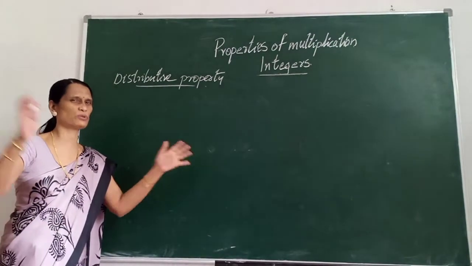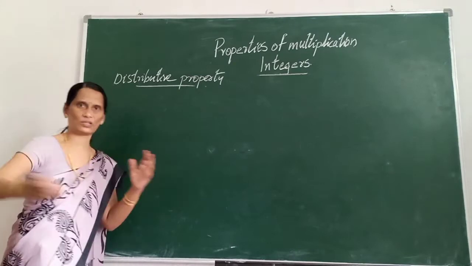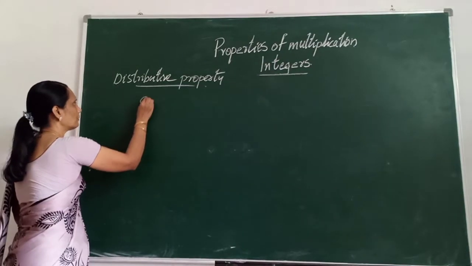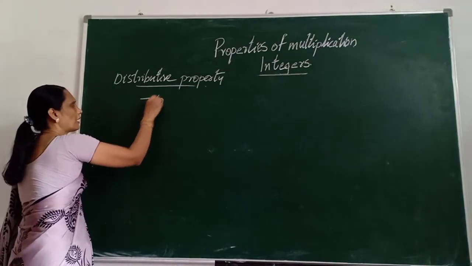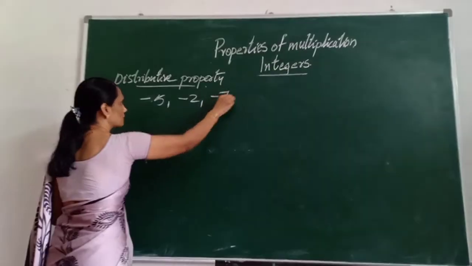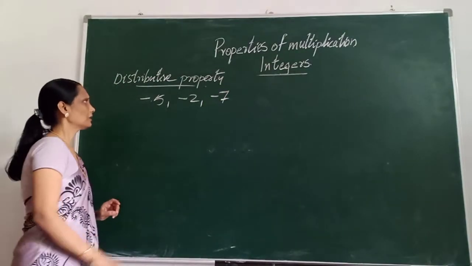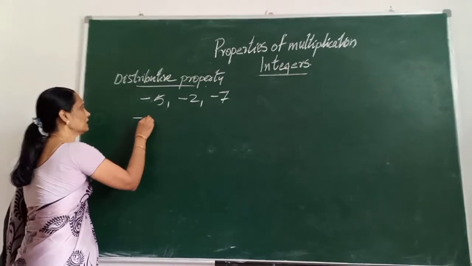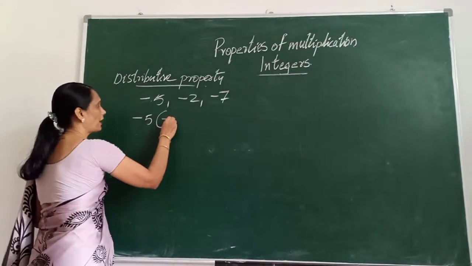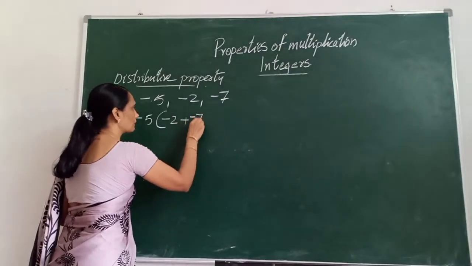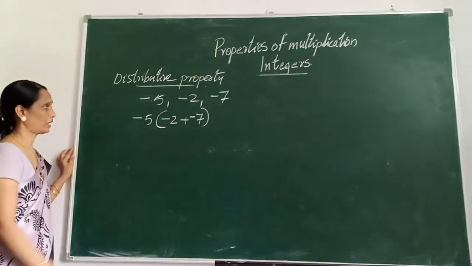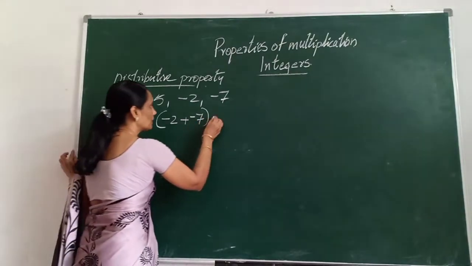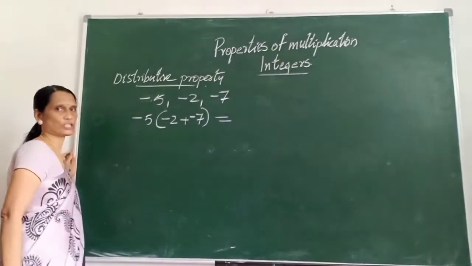Distributive property. Distribution. What do you mean by distribution? Means giving to each other. Is it or not? Spreading. Distributing. So, there are three numbers. Minus 5, minus 2, minus 7. Let us consider these three integers: minus 5, minus 2 and minus 7. So, minus 5 into (minus 2 plus minus 7). Let us see what answer we are going to get for this.